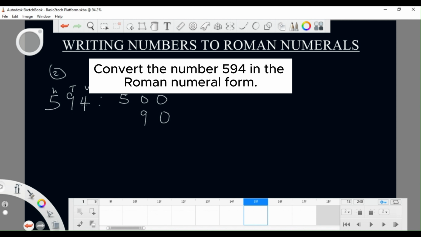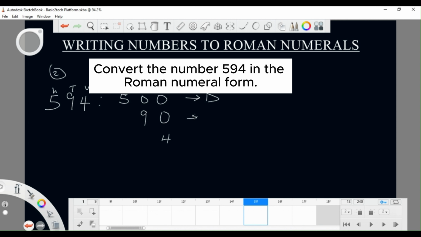And 4 is units, so just 4. Okay, so in Roman numerals, our 500, as you know, is given as D. I hope you remember that.